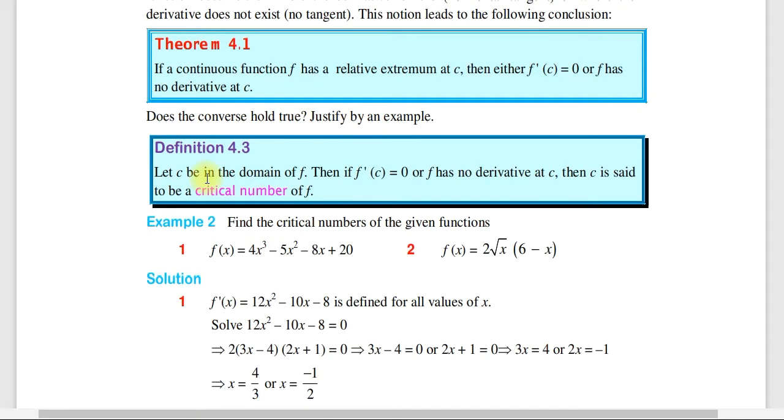We have another definition here. Let c be in the domain of f. Then, if f prime at c is equal to 0, or f has no derivative at c, then c is said to be a critical number of f. That means if the derivative at point c is equal to 0, or there is no derivative at all, we call it a critical number.